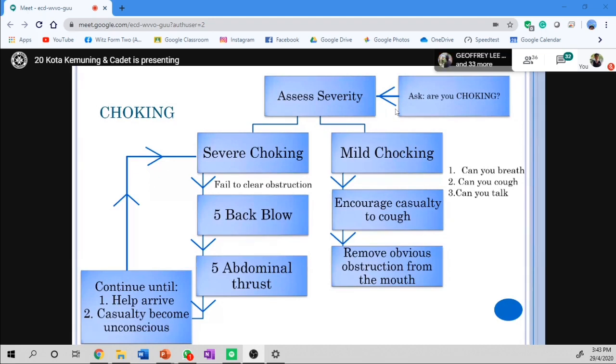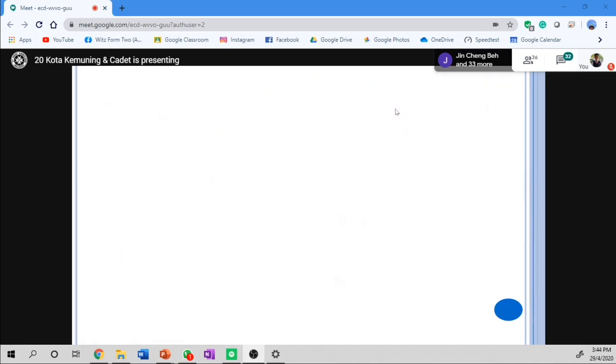Back blows I will not demonstrate to you. I'll show you in a video after, hopefully if the video plays. If after the five back blows you cannot clear the obstruction, then you proceed to five abdominal thrusts. You should continue this cycle of five back blows and five abdominal thrusts until help arrives or the casualty becomes unconscious.